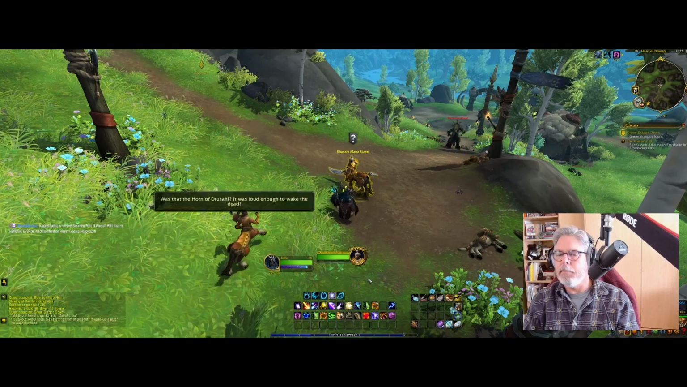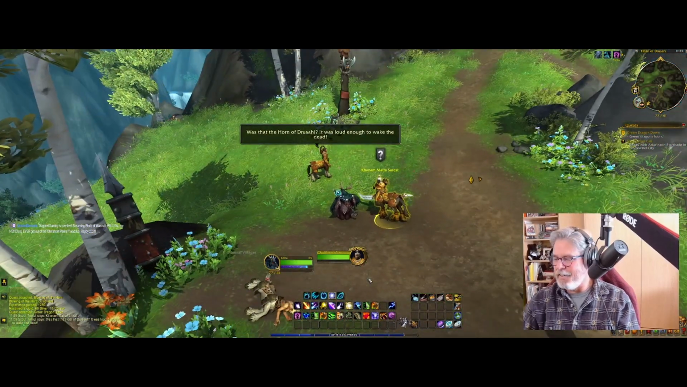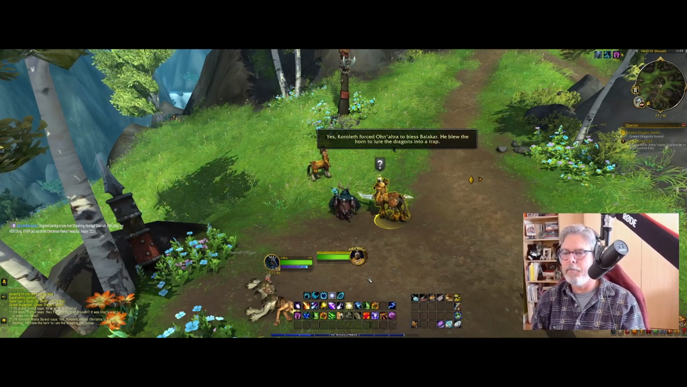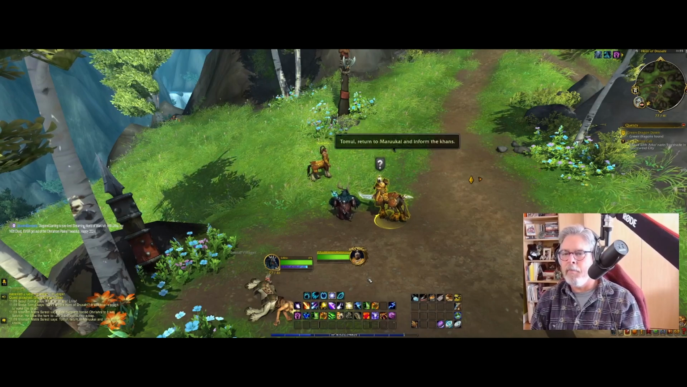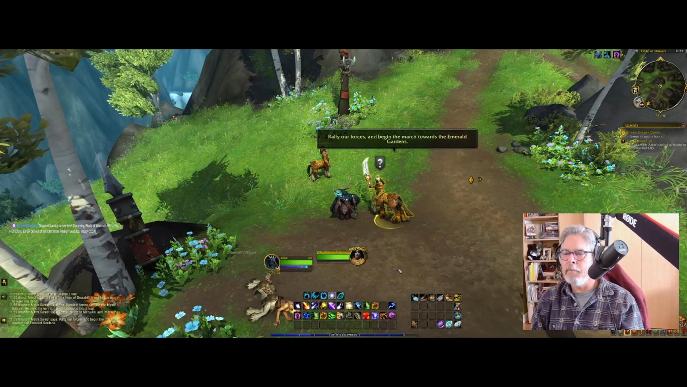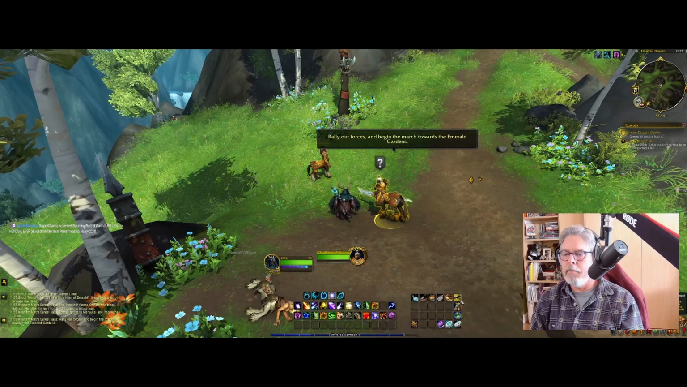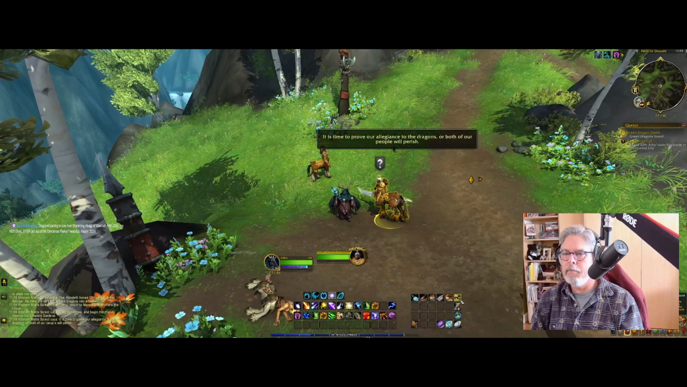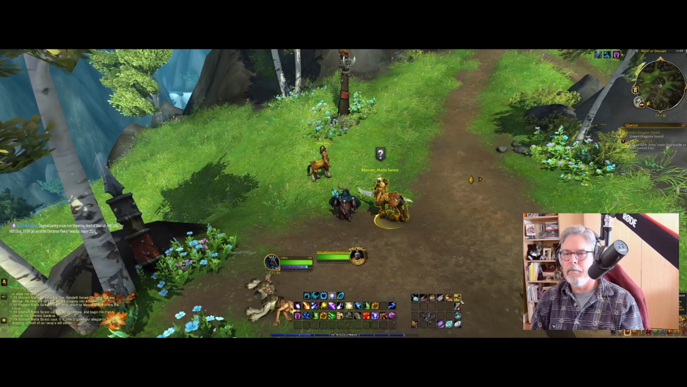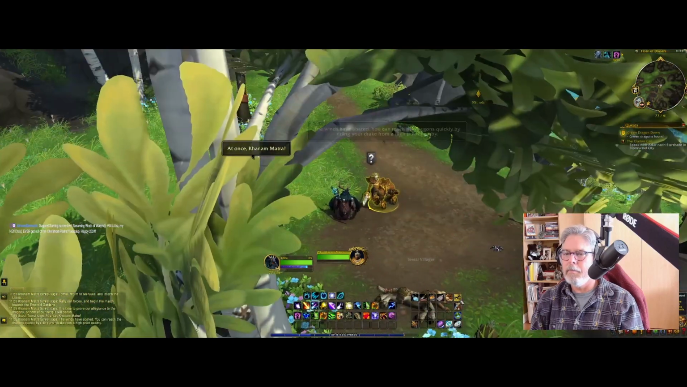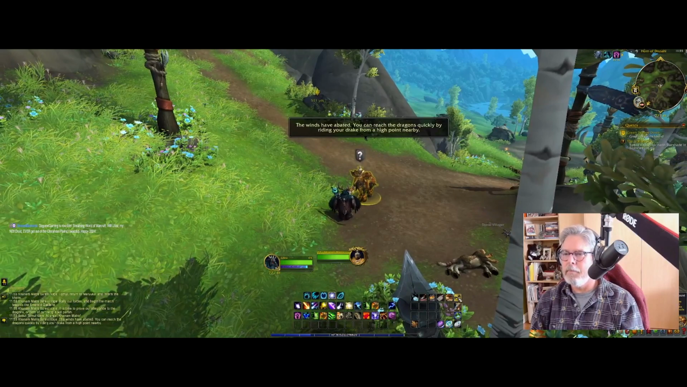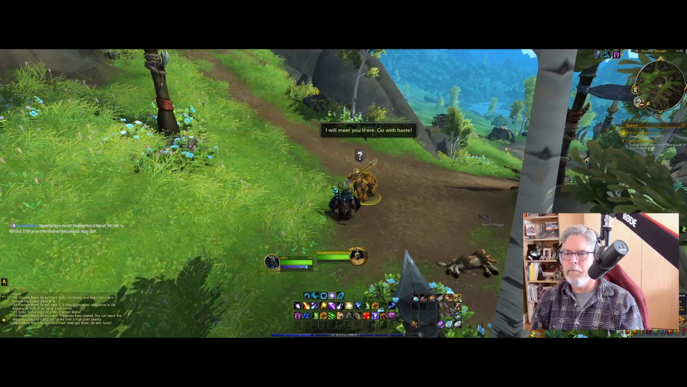Was that what the Hornager saw? Oh, there was someone talking to wake the dead. Yes, Koraleth forced Ohn'ahran to bless Balakar. He blew the horn to lure the dragons into a trap. Tomo, return to Marakai and inform the Khans. Rally our forces and begin the march towards the Emerald Gardens. It is time to prove our allegiance to the dragons, or both of our people will perish. At once, Kanamatra. The winds have abated. You can reach the dragons quickly by riding your drake from a high point nearby. I will meet you there. Go with haste.